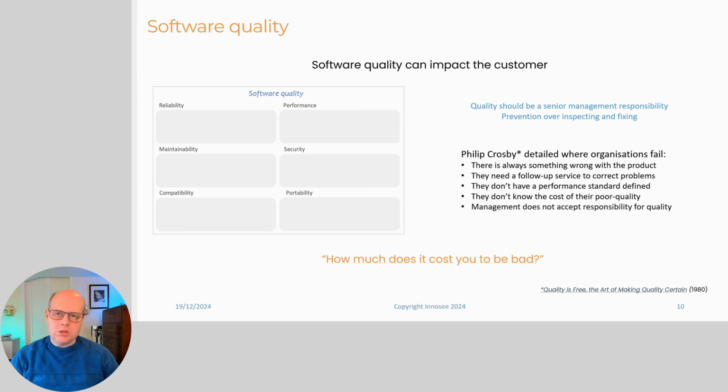And you can see some of the anti-patterns he highlighted. There is always something wrong with the product. It's one of the issues when you haven't got a good focus on quality. They need a follow-up service to correct problems, so you're creating teams or services specifically to handle quality issues. They don't have a performance standard defined. At what level of quality do you need to meet? In software, there are a lot of tools that can give you benchmarks about how good you are.